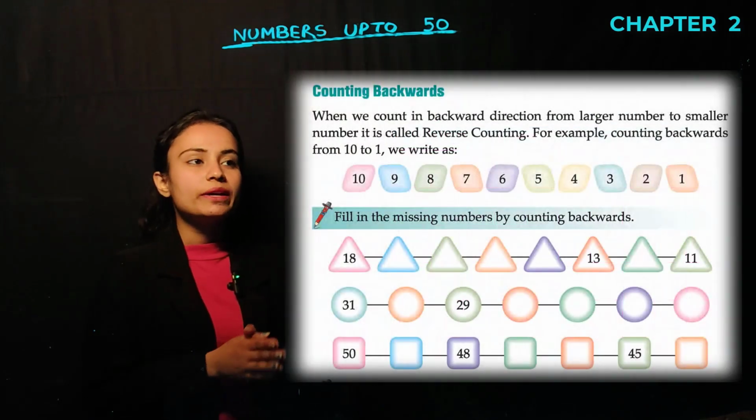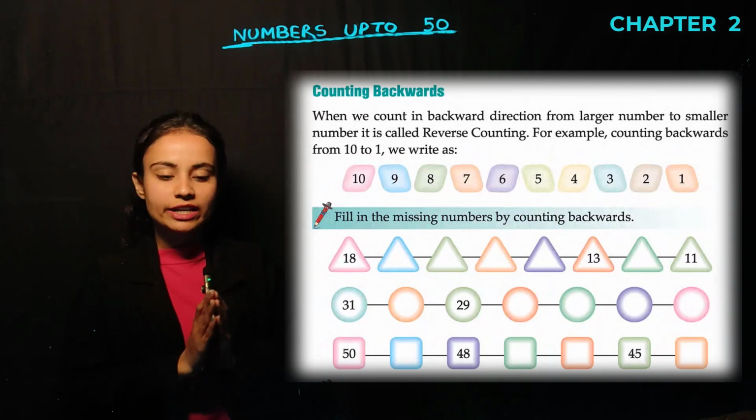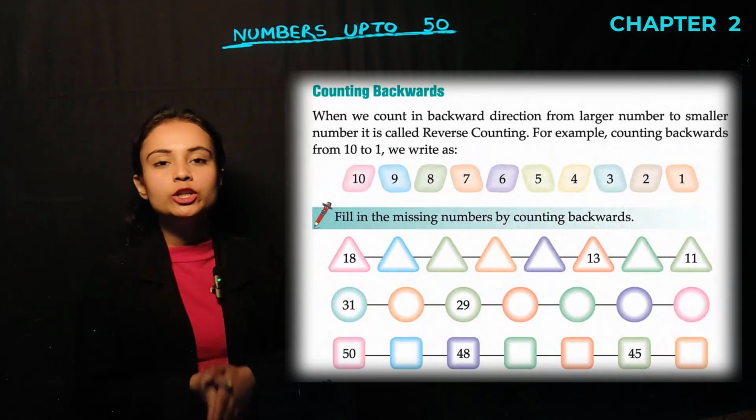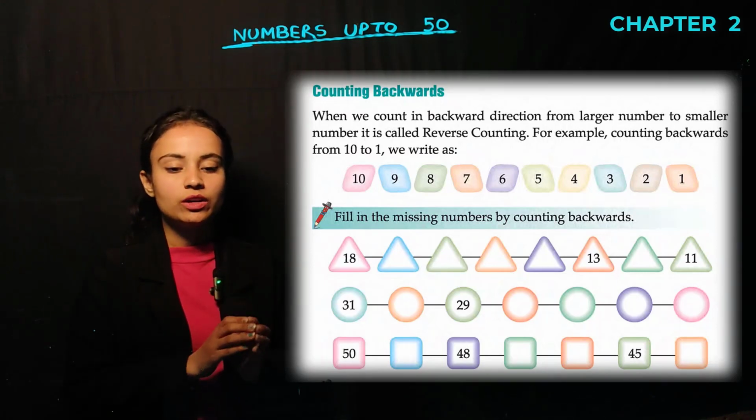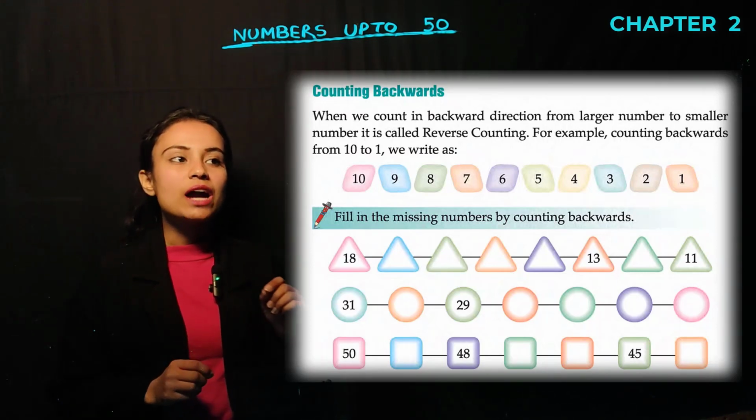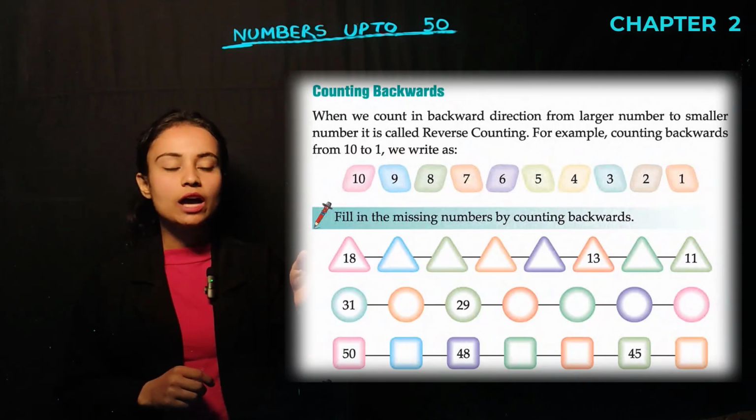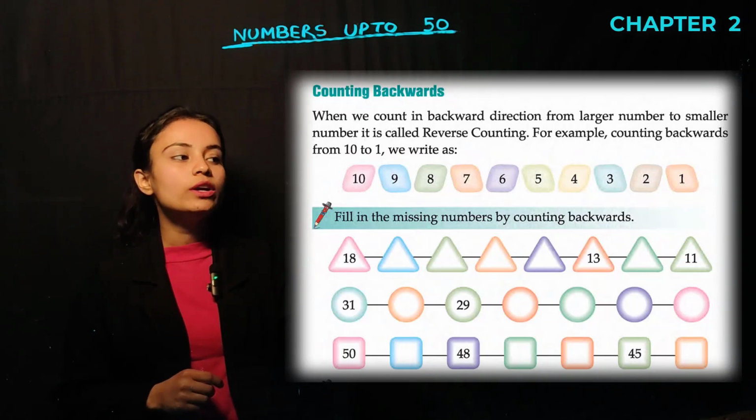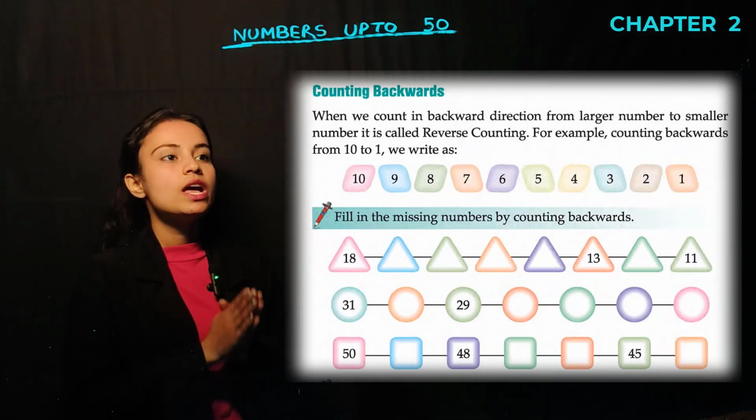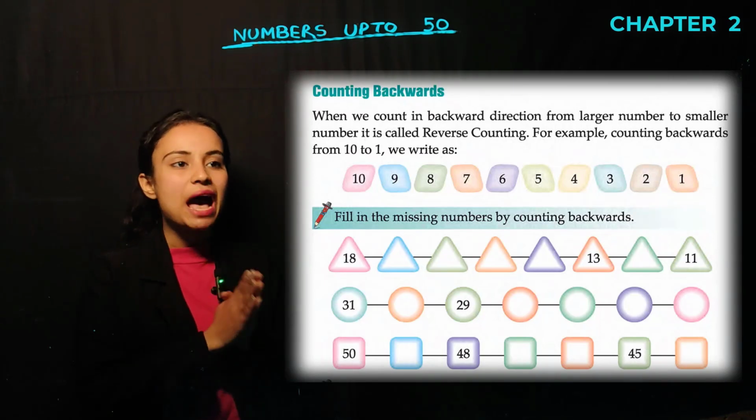Our next topic is counting backwards. When we count in backward direction from a larger number to a smaller number, it is called reverse counting. For example, counting backward from 10 to 1, we can write as 10, 9, 8, 7, 6, 5, 4, 3, 2, 1. Here we have to fill in the missing numbers by counting backwards.